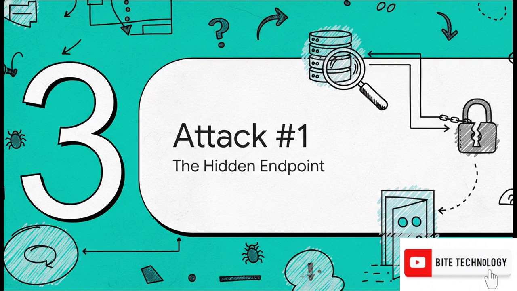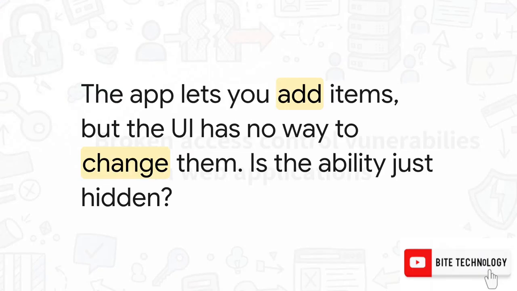So how does this actually break in the real world? Let's look at our first attack scenario, what I like to call the hidden endpoint. This is all about an attacker finding some feature that the server knows how to do, but that isn't shown anywhere on the actual website. So picture a really simple to-do list app. On your screen, you can see a button to add new items, but there are no buttons to edit them, no way to change them. A normal user would just think, okay, I guess you can't edit things. But an attacker starts to wonder, is that feature just hidden?